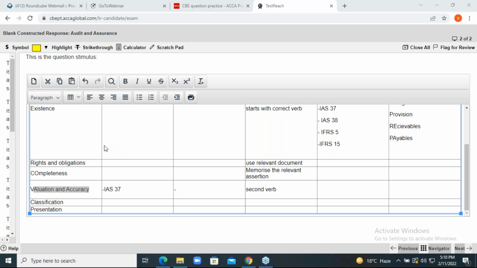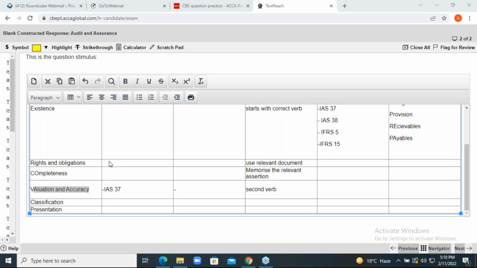And explain valuation briefly. Valuation, Umar, is an assertion that an asset or liability should be valued according to the required standard. This is easy. For example, research cost should not be capitalized in the value of the development cost, so it should be dealt with like a revenue expenditure. This is valuation. Like the inventory should be valued at lower of cost or NRV. So valuation is always described by the standard, how it should be initially valued and subsequently valued.